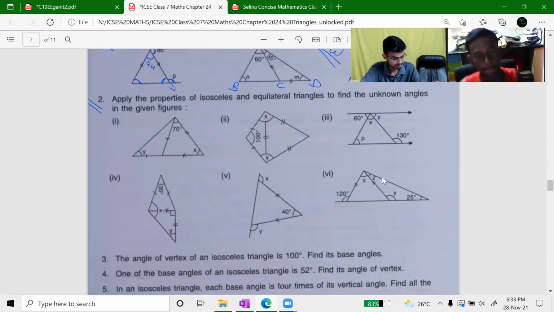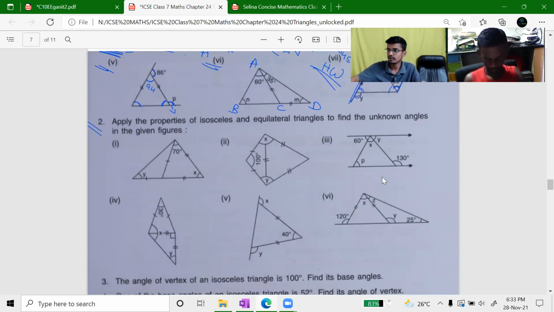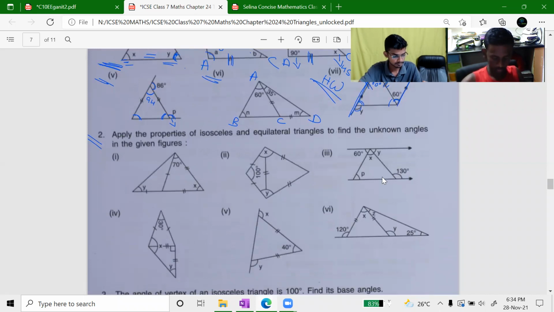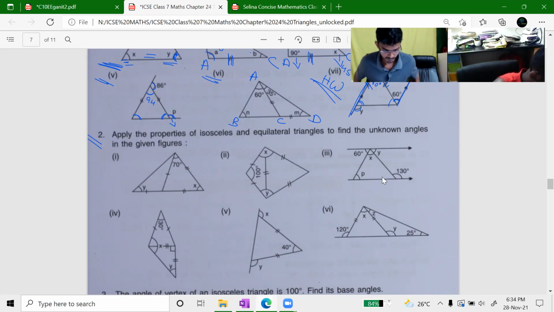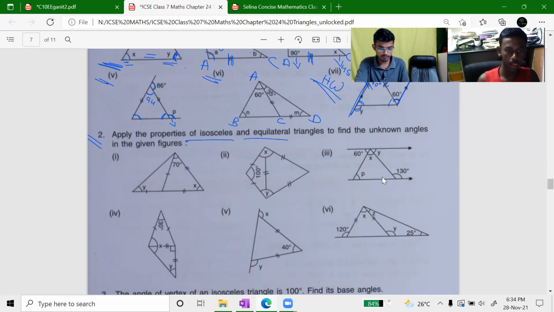Question number 2. Read out the question for me, beta. Apply the properties of isosceles and equilateral triangles and find the unknown angles in the given figures. Okay, what they have told us is to apply the isosceles and equilateral triangle properties and find the unknown angles given in the figure. So we have to use the properties and tell the answers.